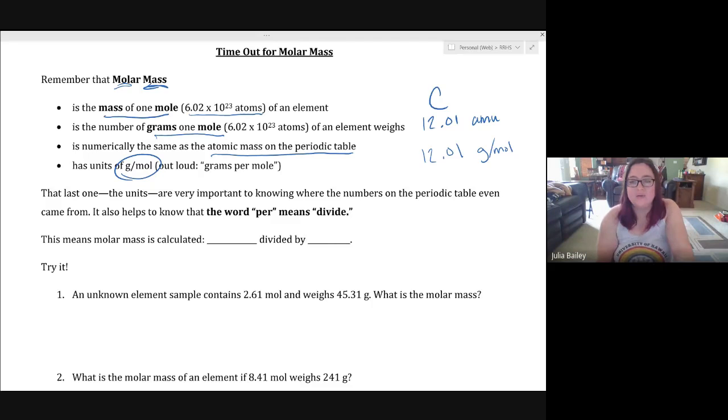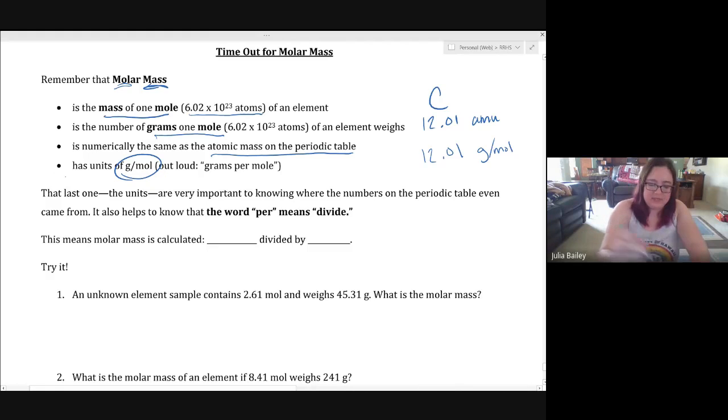That means if I have 12.01 grams of carbon, which is like 12 grams of pencil lead, that's what we're talking about. You could easily fit that in your hand. But if you can weigh out 12.01 grams of carbon, you're holding 6.02 times 10 to the 23rd atoms of carbon, which means you're holding 1 mole of carbon in that case.